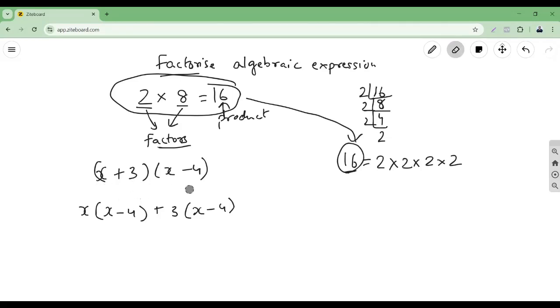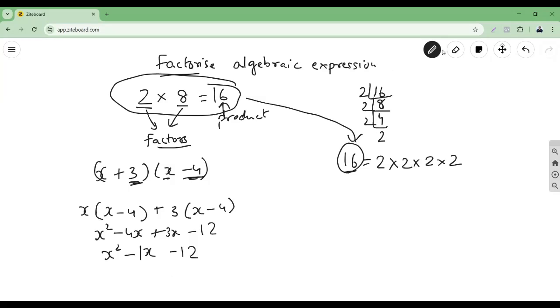Later on you got x with the x gives you x square. x with minus 4 gives you a minus 4x. This 3 with the x gave you a plus 3x. Then 3 with the minus 4 will give you a minus 12. And then the like terms you have added, so that you have got x square plus 1x minus 12. Right? This is what you have got.